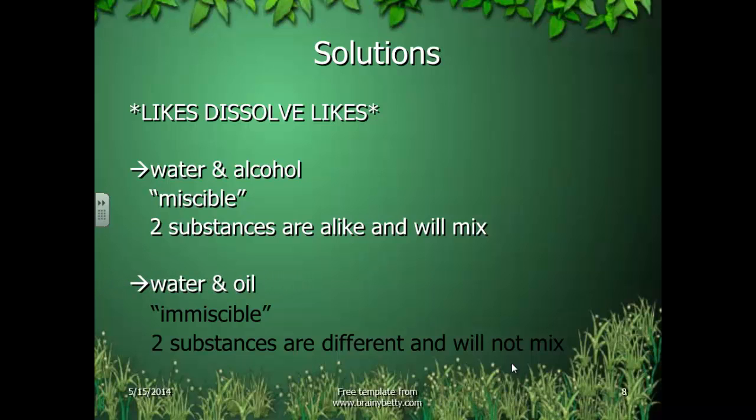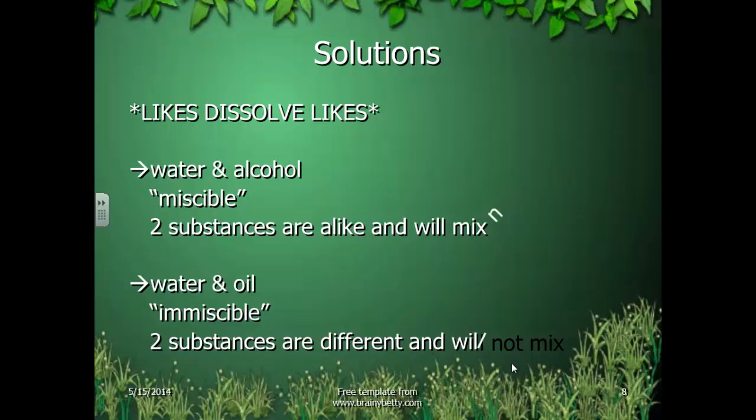Two things that don't mix, you probably know this already, water and oil. Like salad dressings, you have to shake them before you use them. Water and oil don't mix, they are called immiscible. And they don't mix because they're different. Water is polar and oil is not. Water has a positive side and a negative side. Oil doesn't. So they won't mix. They will separate out into two different layers.